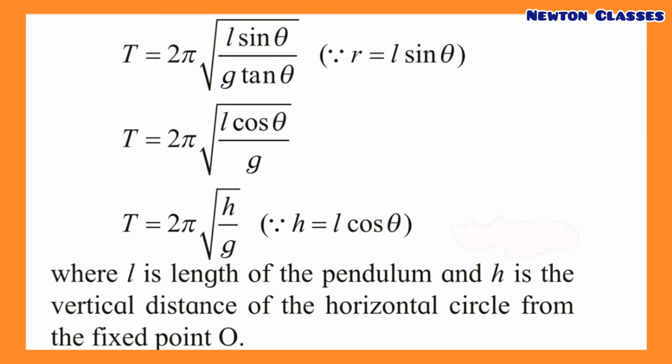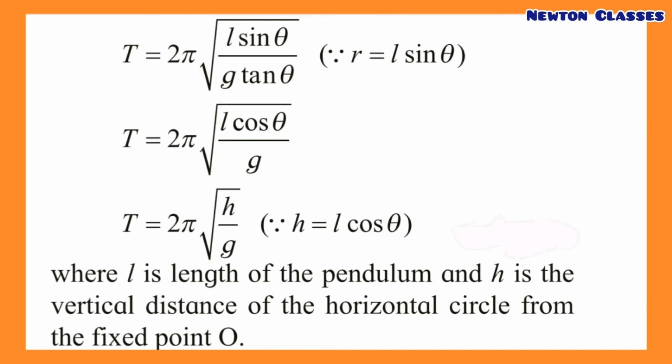Now sin theta upon tan theta is equal to cos theta. Therefore, T is equal to 2 pi under root of L cos theta upon g. Also, L cos theta is equal to the vertical distance of the horizontal circle from the fixed point O. Therefore, by substituting L cos theta is equal to h, we get the period T is equal to 2 pi under root of h upon g.